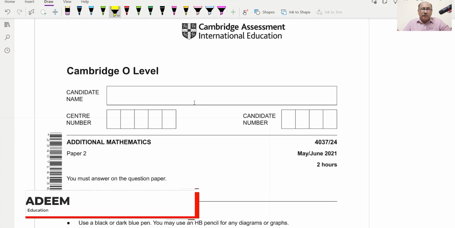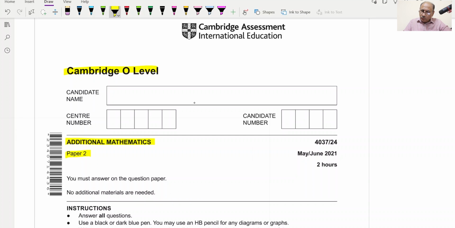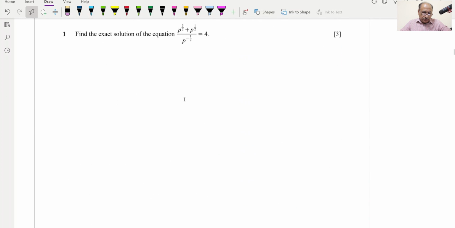Hello everyone, today we'll be going through Cambridge O-Level Additional Mathematics Paper 2 4037 24 May June 2021. Let us move to question number 1.